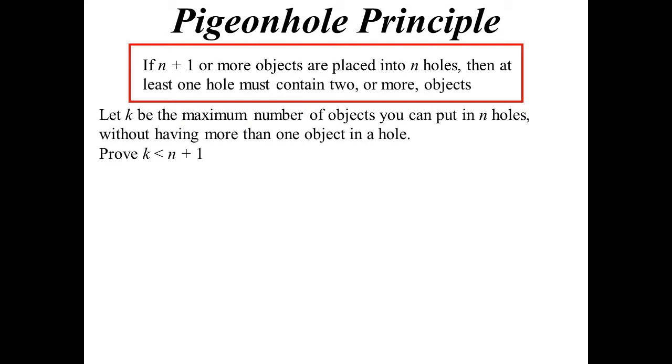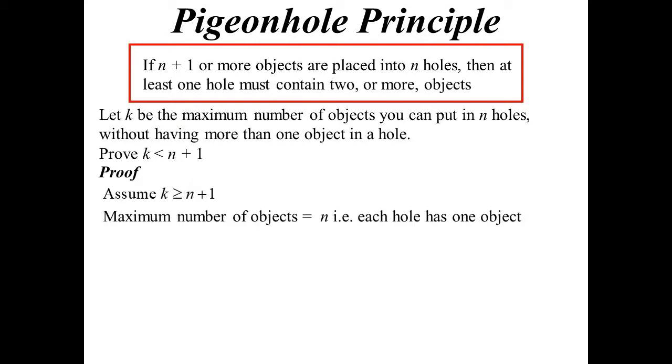What I'm going to do here is a proof by contradiction. I will assume the opposite of what I'm trying to prove. Assume K is greater than or equal to n+1. But the maximum number of objects would be n, because we've got n holes and we said without putting more than one object in a hole. So the maximum number of objects I could have is n, one in each position. So therefore K has to be less than or equal to n. But there's your contradiction straight away.